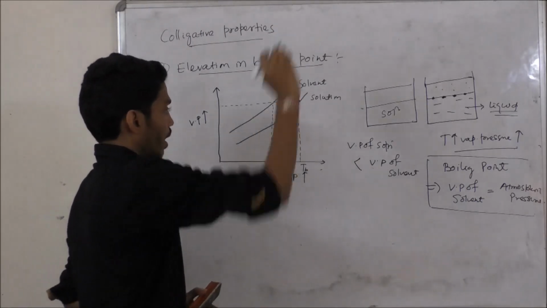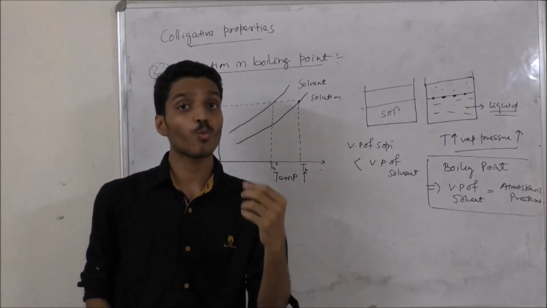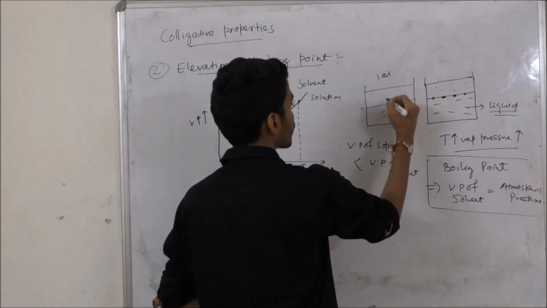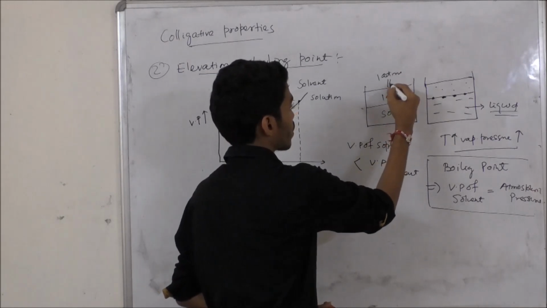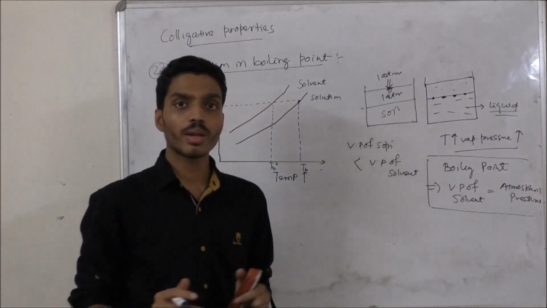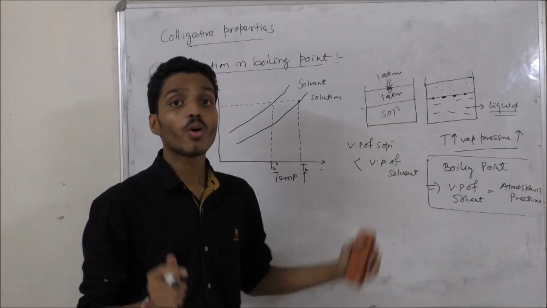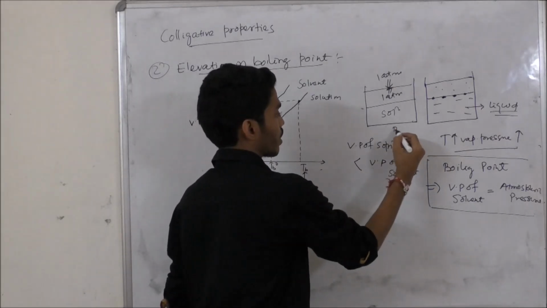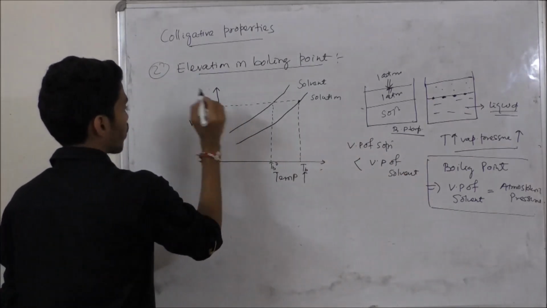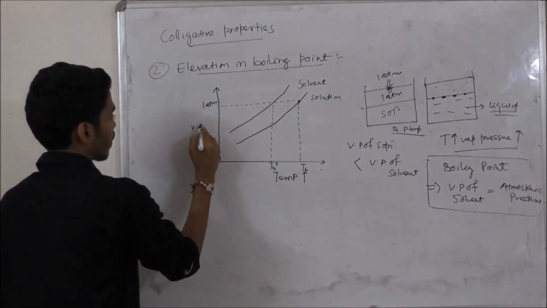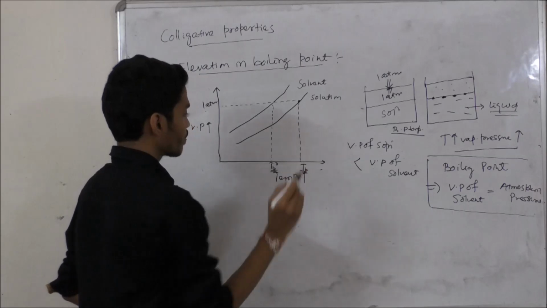And now suppose I want to create a vapor pressure of 1 atm in both containers, that is equal to atmospheric pressure. Okay, so if I want to create a vapor pressure of 1 atm, the temperature required to create this vapor pressure will be known as boiling point temperature. Boiling point temperature. Okay, so now suppose I want to create a vapor pressure of 1 atm, and the respective temperature will be the boiling point temperature.